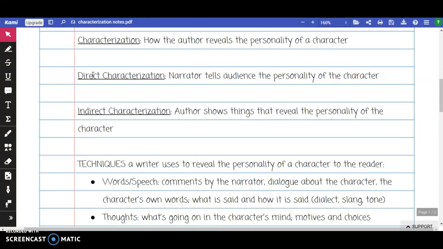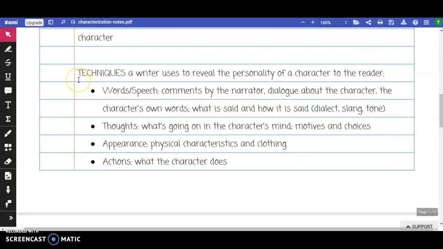When direct characterization is used, a narrator tells the audience the personality of the character. When indirect characterization is used, the author shows things that reveal the personality of a character. So the big difference here is that when it's direct characterization, the narrator tells, and when it's indirect characterization, the author shows.